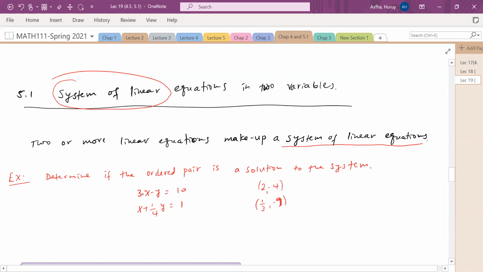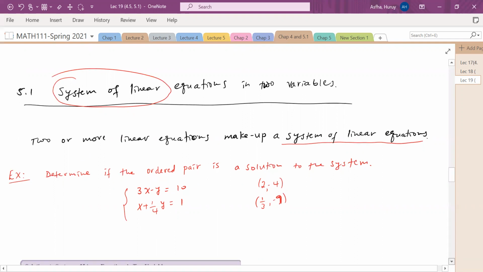Now, if I list the equations like this, what does it mean? Are they separate or different? Well, no. When we look at equations as a system of equations, then we need to find a solution to each of them, to all of them. We need to find a solution that satisfies all of them. For example, let's try this.